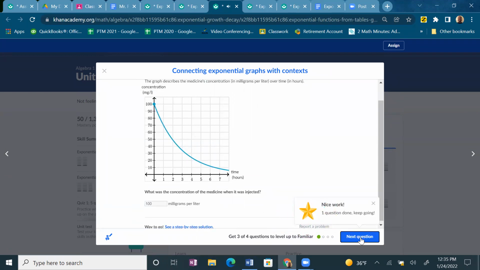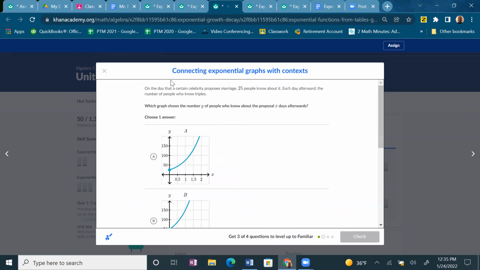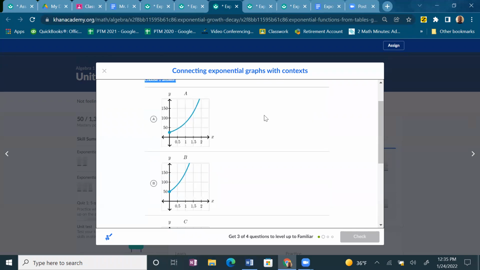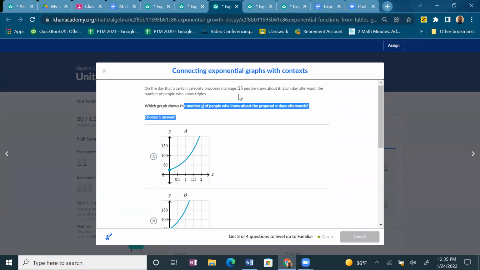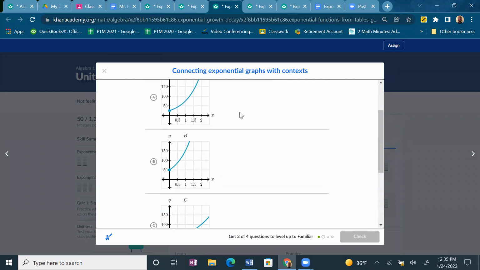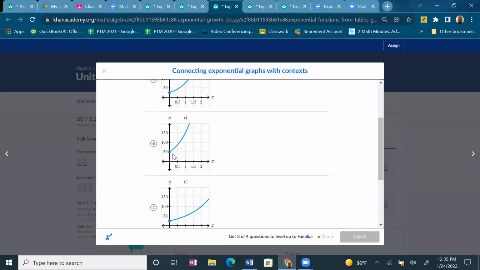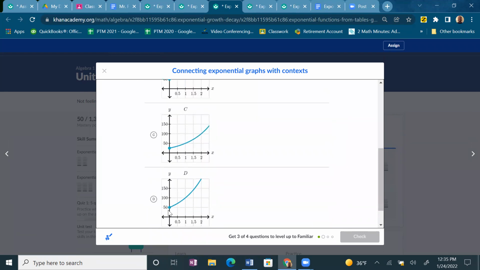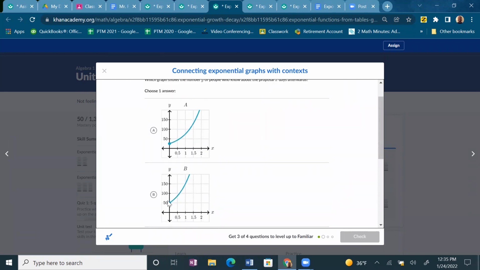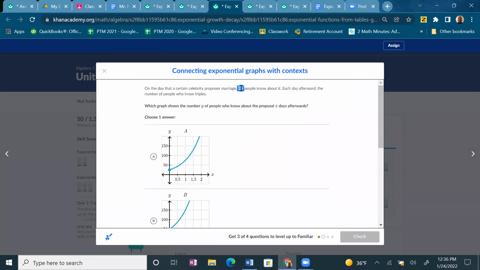They were asking us for the y-intercept. Let's do another one, the celebrity marriage. On the day that a certain celebrity proposed marriage, 25 people know about it. That's the initial value. Each day afterward, the number of people triples. That's the growth factor. Which graph shows x days afterwards? The y-intercept is 25. That could be A. It could not be B. It could be C. It could not be D. So it's between A or C. They both have a y-intercept of 25.